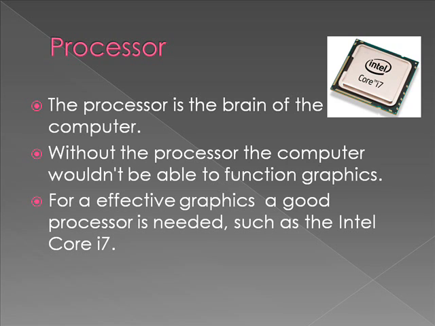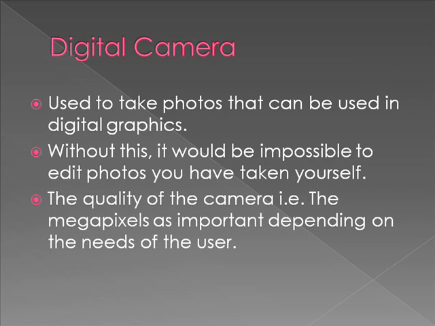Therefore, for a frequent user of digital graphics, a high-quality processor is needed, such as the Intel Core i7. This is because it will enable the computer to load large image files that need to be edited. The digital camera allows the user to edit photographs they have taken themselves. The quality of the camera, i.e. the megapixels and the optical zoom, are very important depending on the needs of the user. For example, someone who regularly takes photos for editing will need a camera of higher quality.